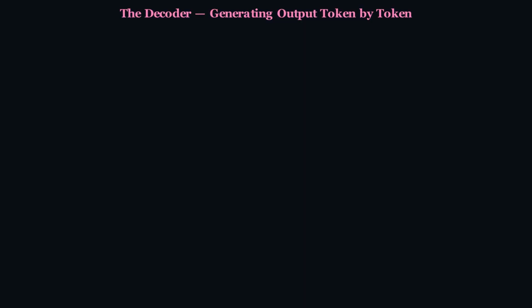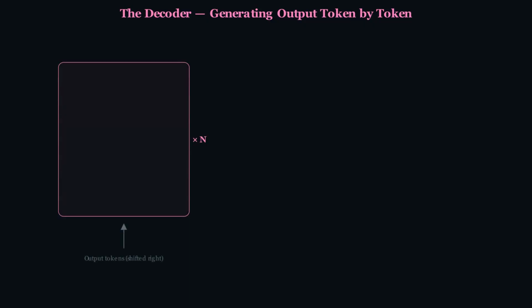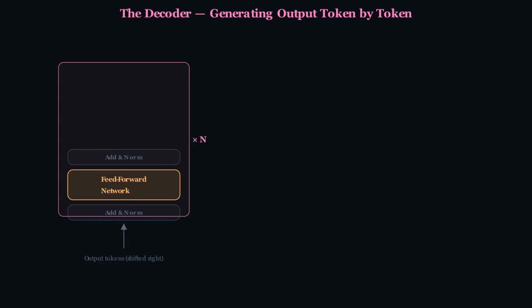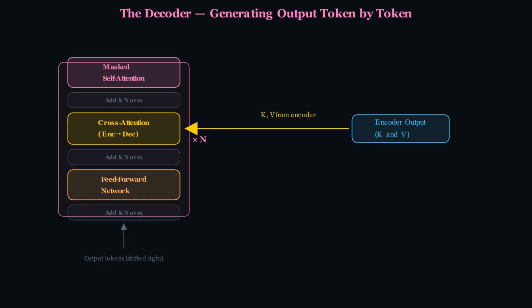The decoder has 3 sublayers per block. I will walk through each one. The decoder block is wrapped in the same N-layer repeat. First, masked self-attention lets the decoder attend to its own previous tokens, but not to future ones. Second, cross-attention. The decoder queries the encoder's output. This is how source information flows to the target. Third, a standard feed-forward network, same as the encoder. The encoder output supplies the keys and values for cross-attention. The decoder's current state supplies the queries.